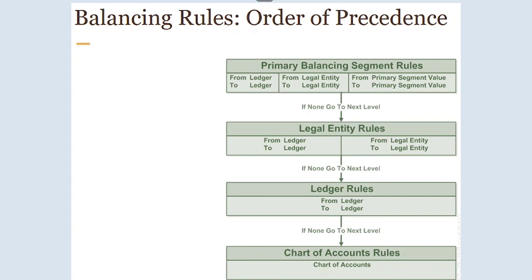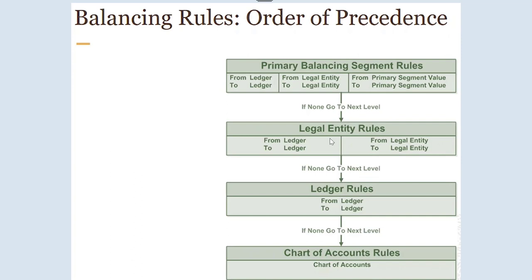Now, if it doesn't find one there, it goes to the legal entity rules, the second level here. So here we have the specific rules for a legal entity. So let's say US1 legal entity transacting with maybe US2 legal entity or UK legal entity. Now, this is different from balancing segments. You might be thinking, well, my legal entity is my balancing segment. But actually, you can have more than one balancing segment value within a legal entity. For example, you may have some balancing segment values that are not assigned to a legal entity. So this is less granular because we are not specifying the balancing segment value.